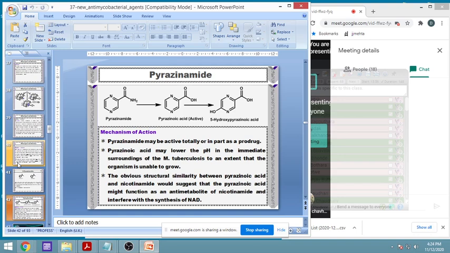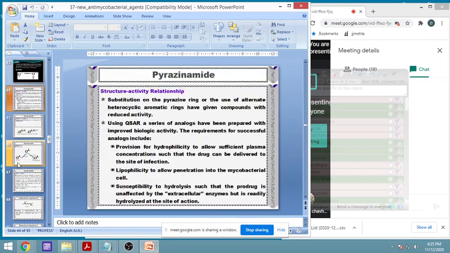This pyrazinoic acid may lower the pH in the immediate surroundings of the Mycobacterium tuberculosis to an extent that the organism is unable to grow. There is structural similarity between pyrazinoic acid and nicotinamide, which suggests that pyrazinoic acid may function as an antimetabolite for nicotinamide and interfere with the synthesis of NAD, which is important in mycolic acid synthesis.